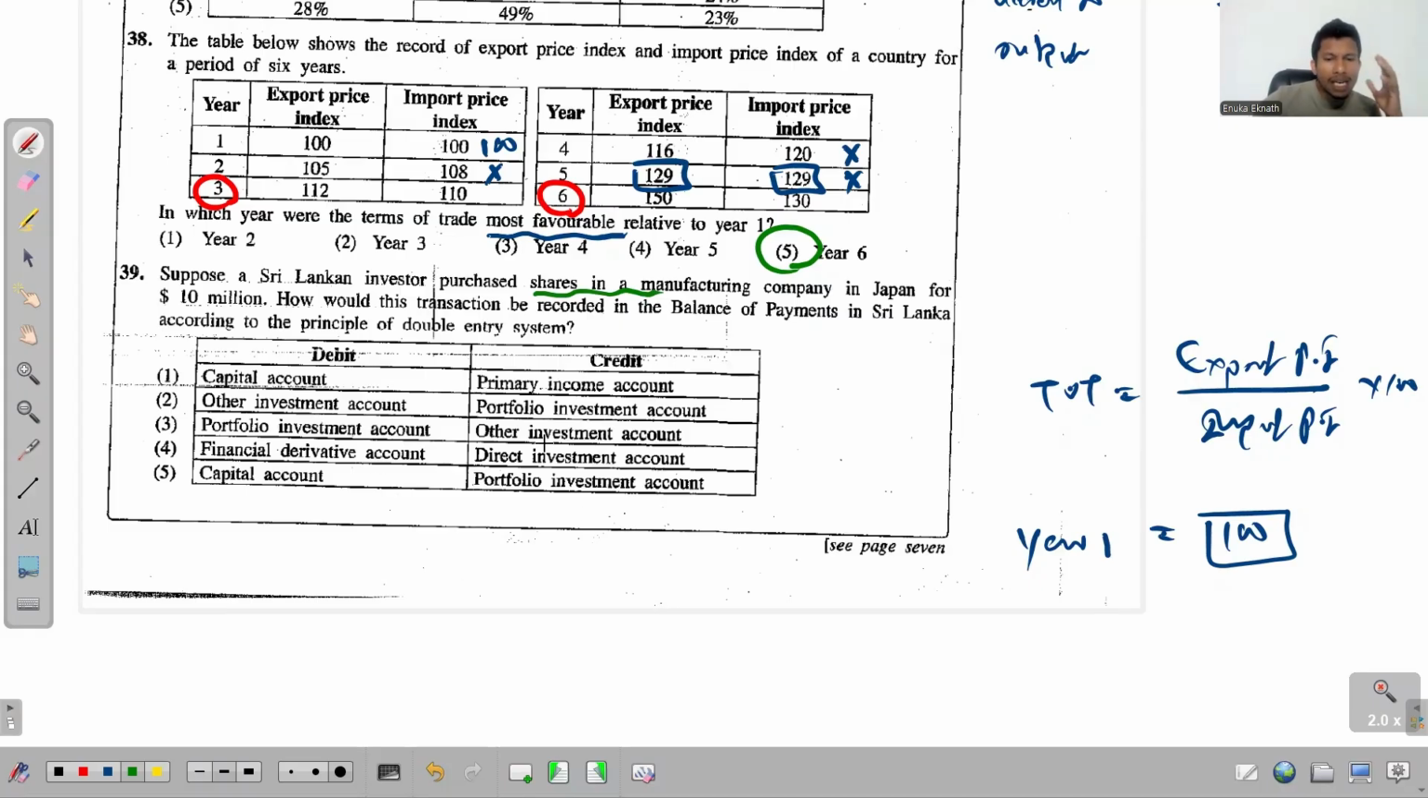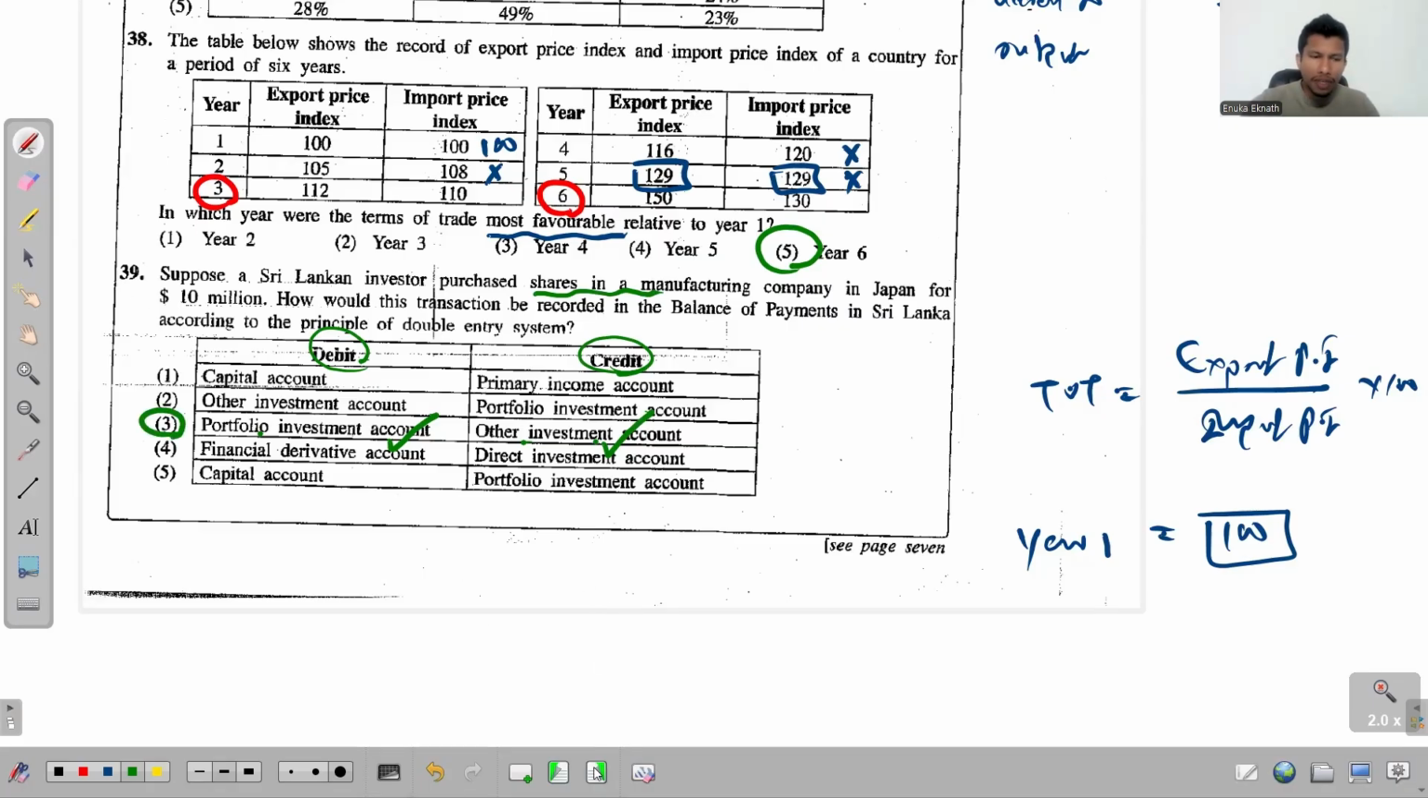So since this is an asset to the Sri Lankan investor, we should debit this to the portfolio investment account. And where is this credited? If he paid this in cash, it is credited in the currency and deposits account, which comes under the other investment account. So the double entry goes as portfolio investment account is debited, and then other investment account is credited. All right, so that's the answer for question 39.